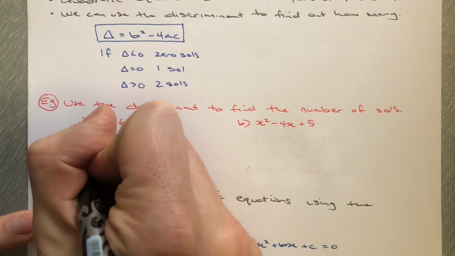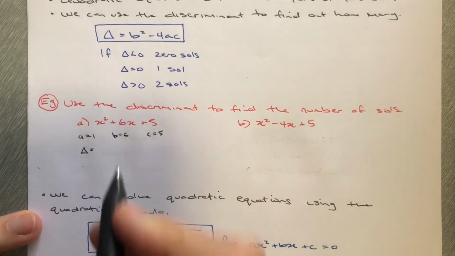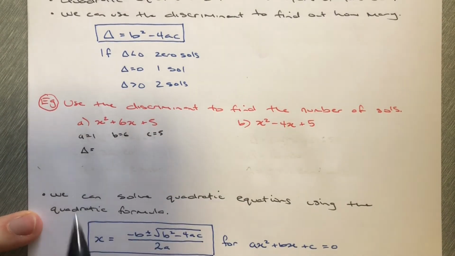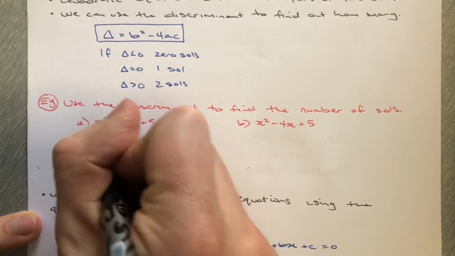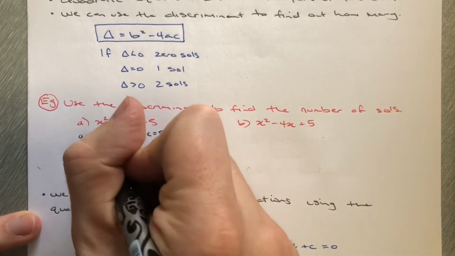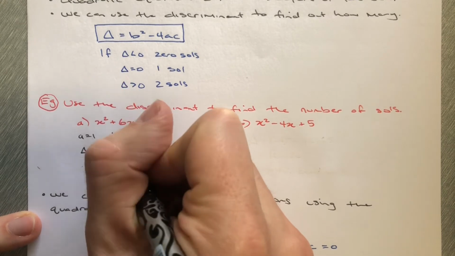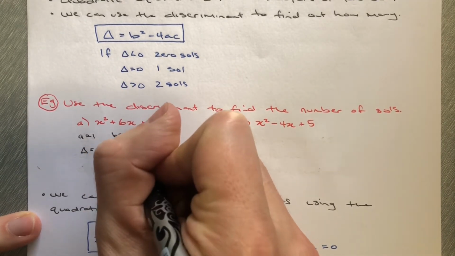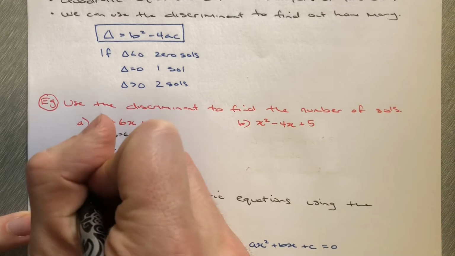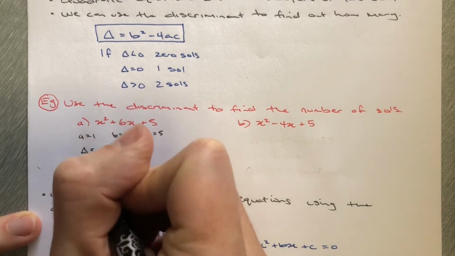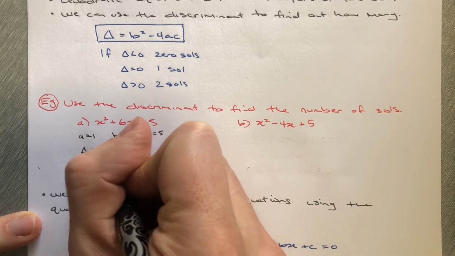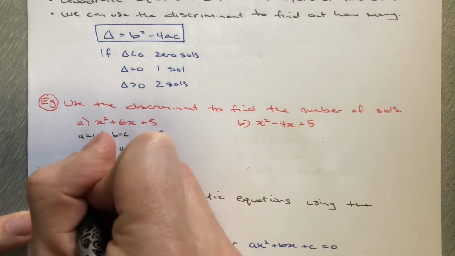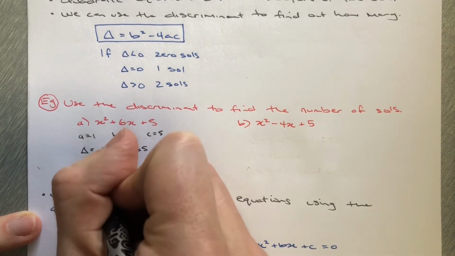So the discriminant, and this might look a little bit funny, it's a triangle. That's the symbol that we use for discriminant. So we need to have b squared, which is 6 squared, minus 4 times a, which is 1, times c, which is 5. So we just need to work that out and see what it ends up coming to. 6 squared is 36, minus 20. So our discriminant is equal to 16.